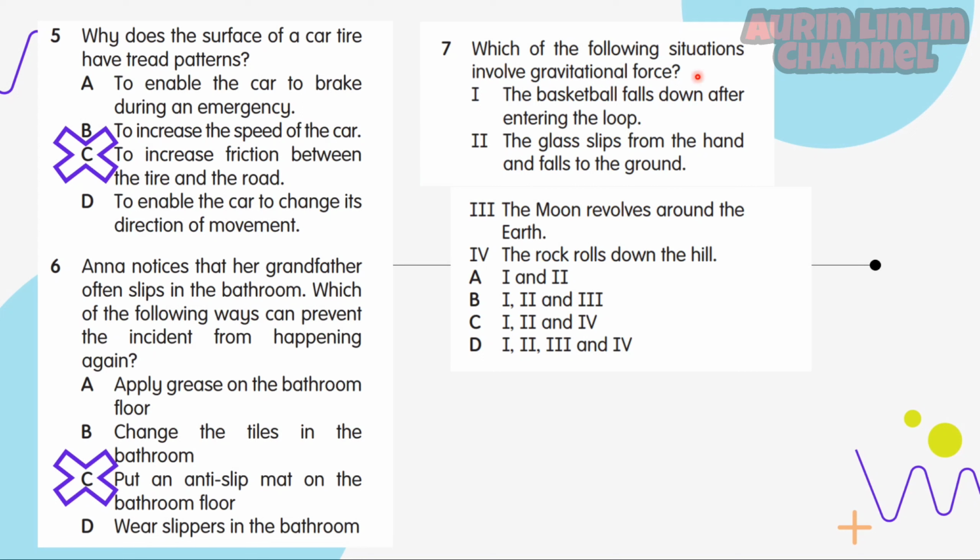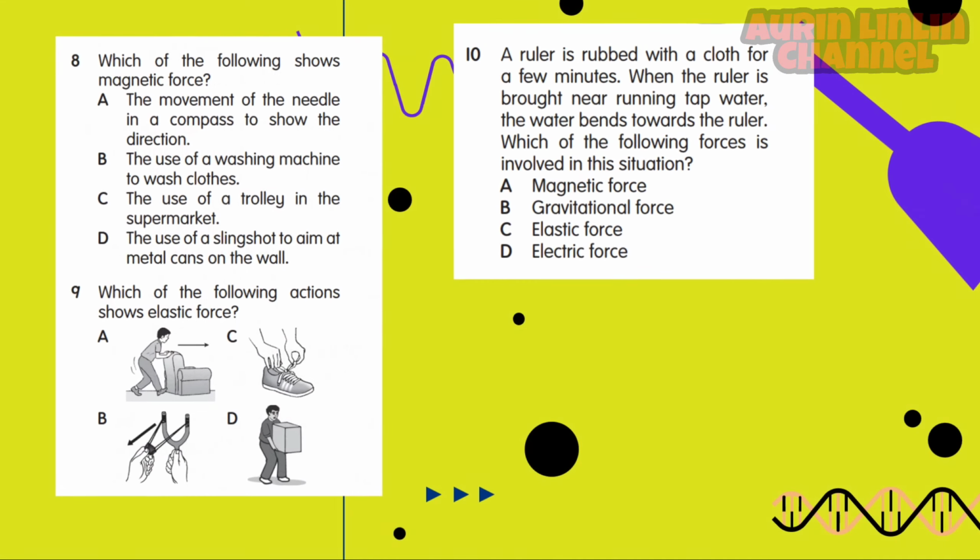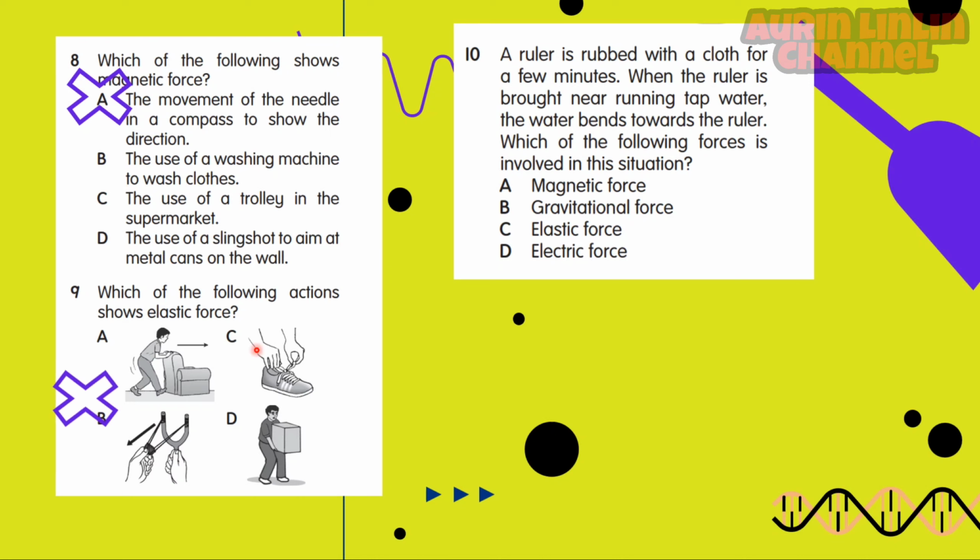7. Which of the following situations involve gravitational force? And the answer is D. 1, 2, 3, and 4. Number 8. Which of the following shows magnetic force? And the answer is A. The movement of the needle in a compass to show the direction. 9. Which of the following actions show elastic force? The answer is B.